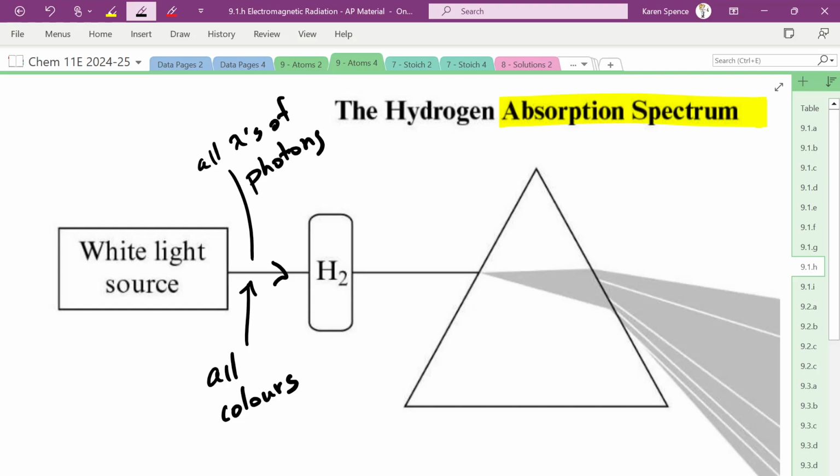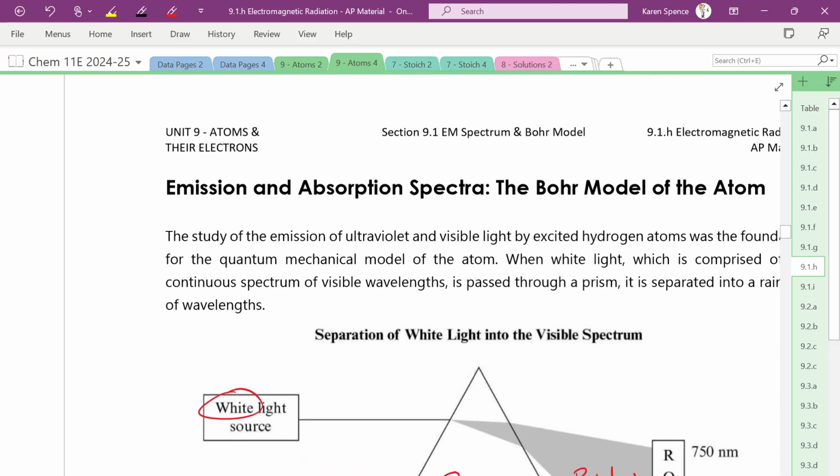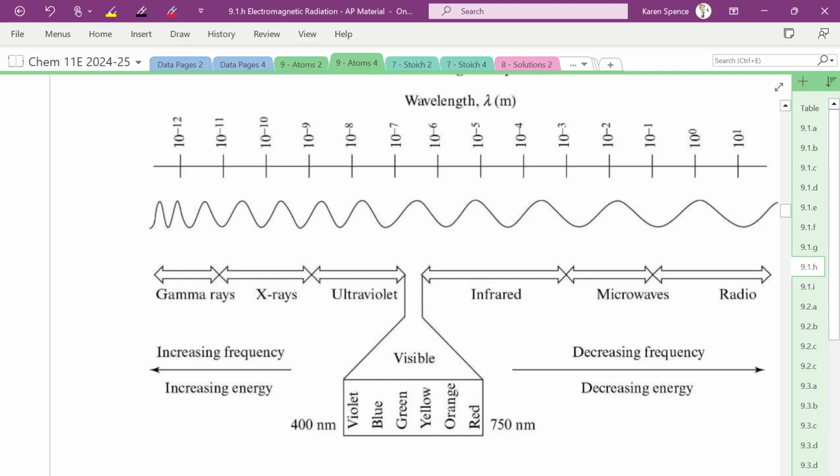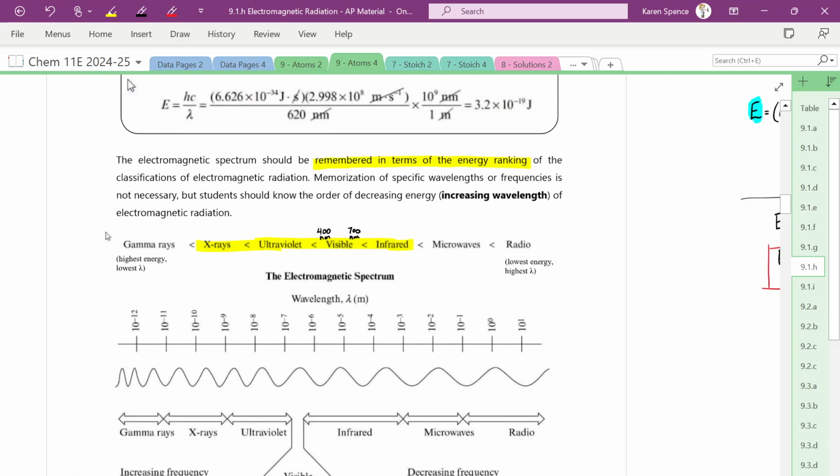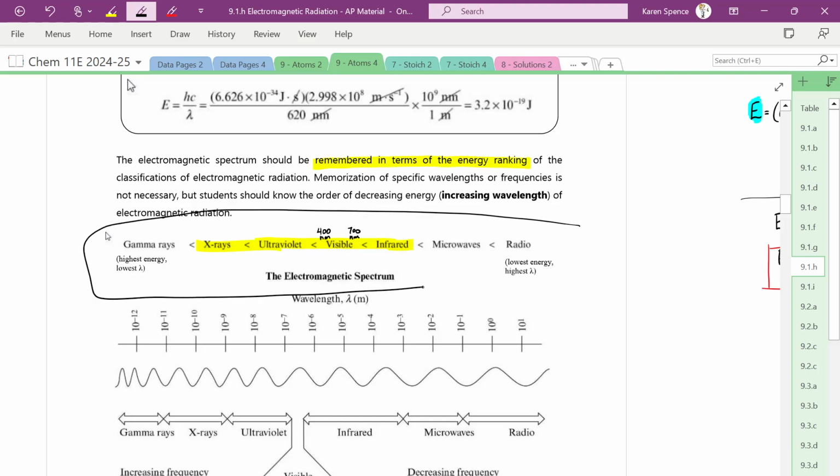Yes? All sorts of waves, all the way from gamma rays to radio waves, all of them travel at the speed of light. Every single radio wave travels at the speed of light. Gamma rays travel at the speed of light. So actually we could toss that back here. They all travel at the speed of light.